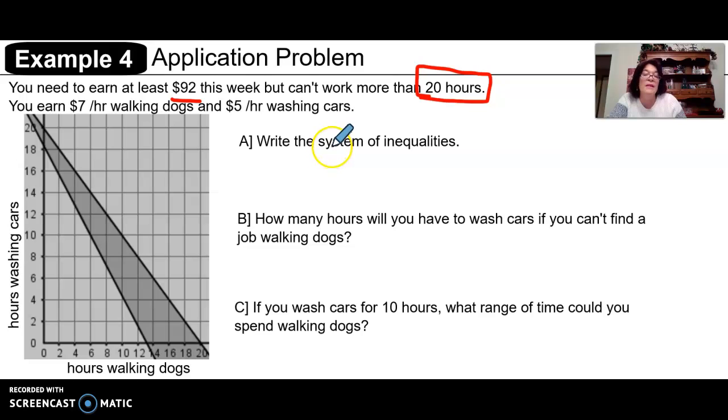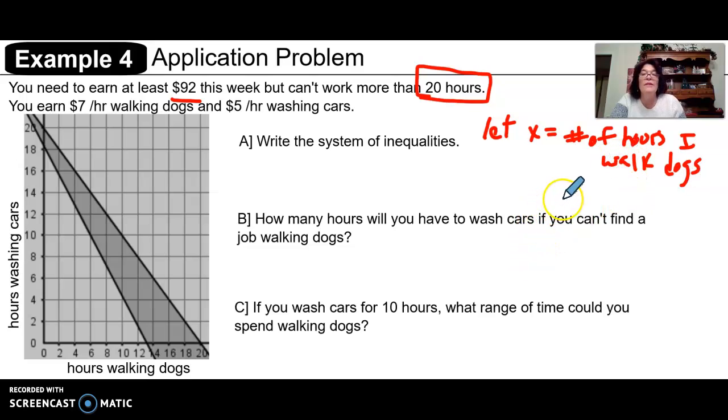So first we have to pick some X's and Y's, okay? So I am choosing to let X represent the number of hours that I walk dogs total this week. So maybe I walk Scout down the street for 2 hours and I walk Fluffy up the street for 1 hour. Then I know I've walked dogs for 3 hours this week. I'm letting X be the total number of hours that I walk dogs this week.